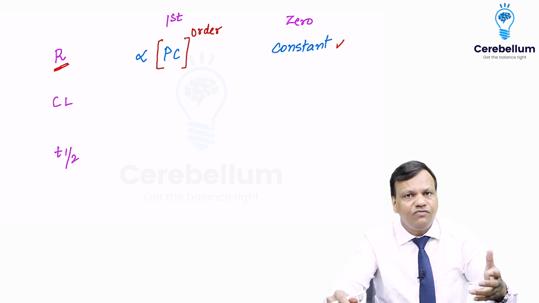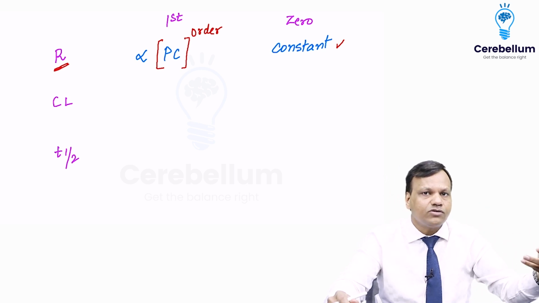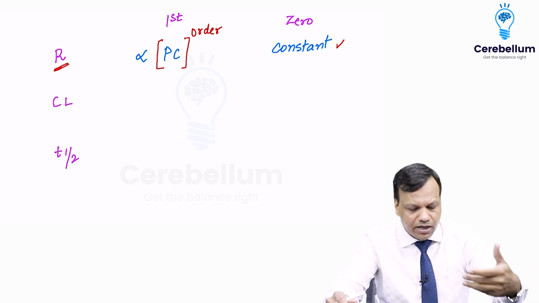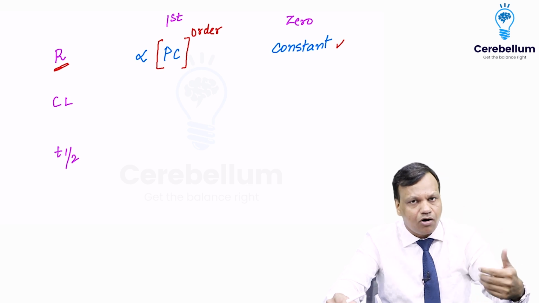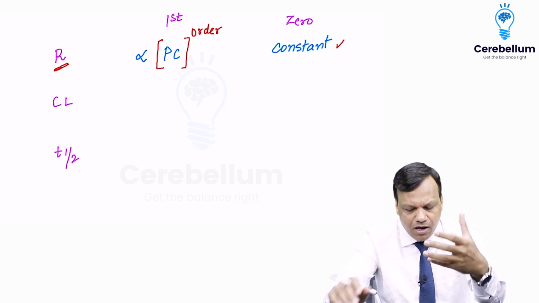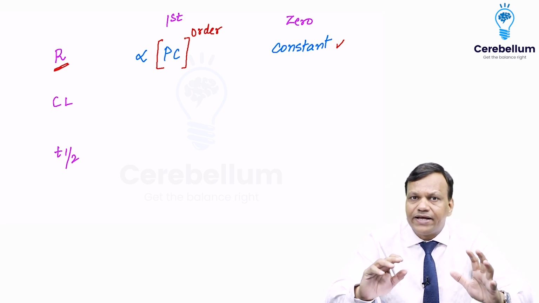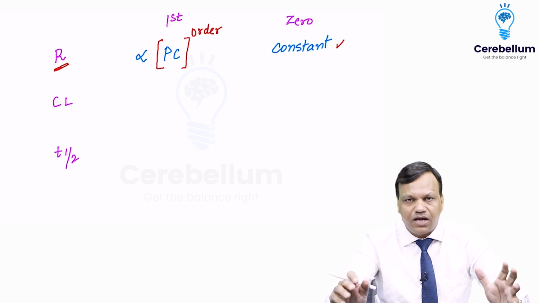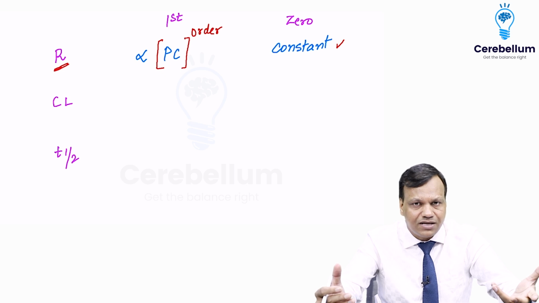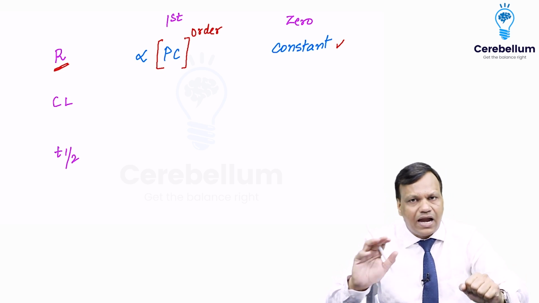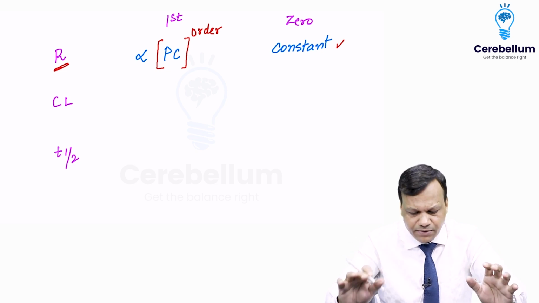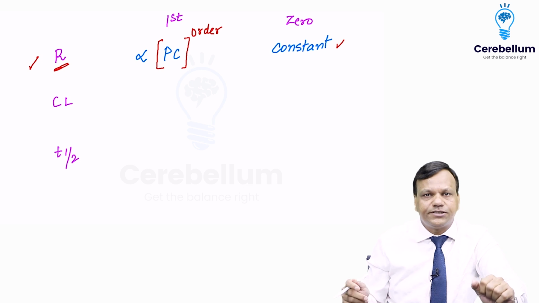Now similarly, we have second order, third order kinetics also. In second order, rate of elimination will be proportional to the square of plasma concentration. In third order, the cube of plasma concentration. So these kinetics are followed by radioactive substances, and we do not use them as drugs. That's why in pharmacology, we mainly limit our discussion to first order and zero order kinetics. Okay, so this is the first, rate of elimination.